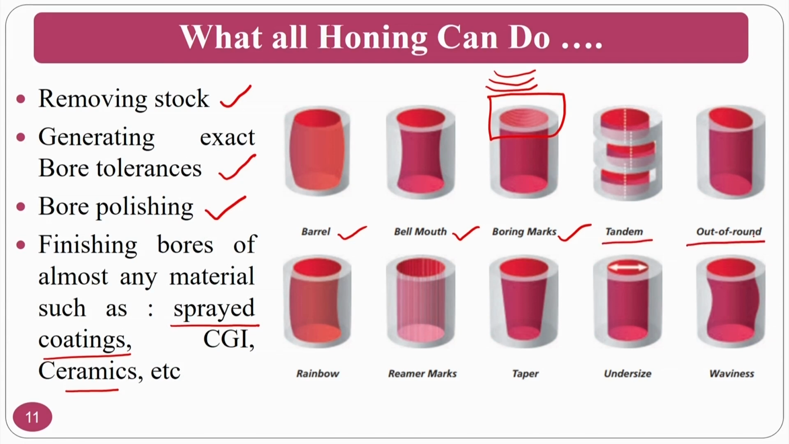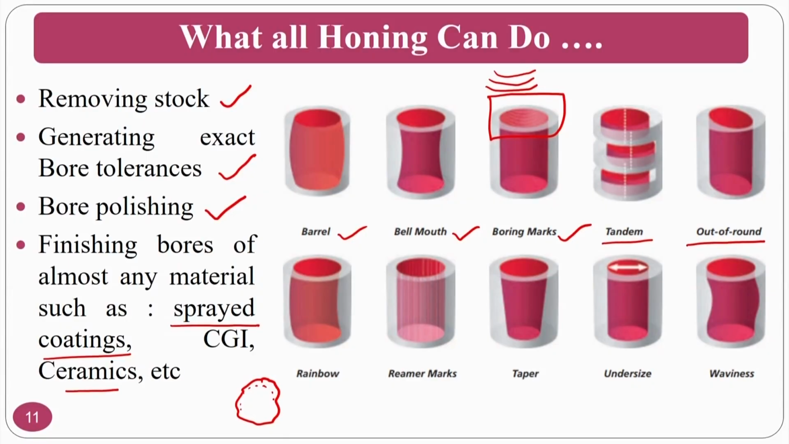Normally out of roundness is, if you see with the naked eye, everything looks like a perfect circle, but if you see it in an out of roundness machine, normally the surface looks like this. If you plot a minimum diameter and the maximum diameter, the distance between them is the out of roundness, so you can correct it or minimize it. Rainbow effect, at the same time reamer marks. Now if you see here, the reamer marks are there.